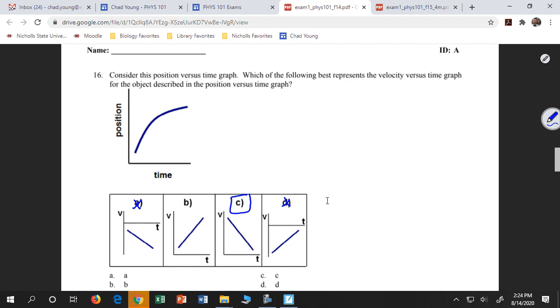Let me give you another one. So what about this one? This is going to be an x versus t. Oh, what do I want to do? That's not a straight line, that's a curved line. Like that. Which one is that? Think about it for a few seconds. Is it negative or positive? And then is it increasing or decreasing in magnitude?